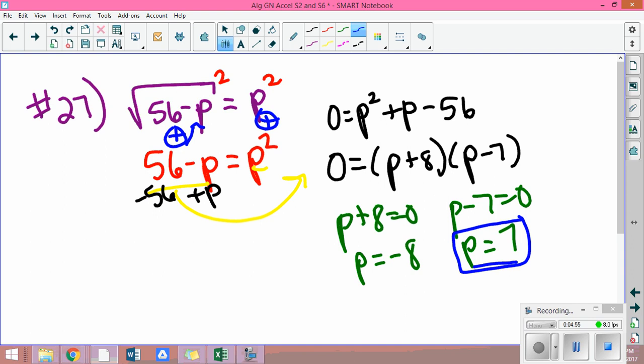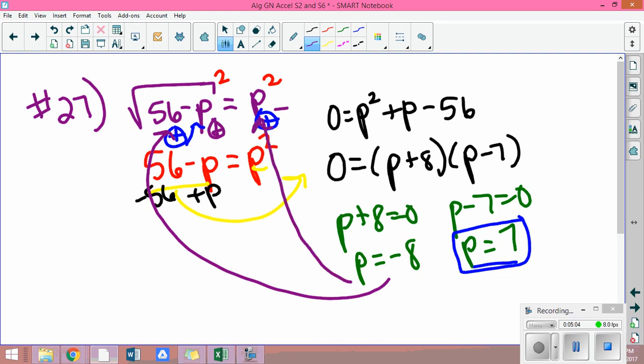When I take negative 8 and I put it in here, 56 minus 8, okay, that's positive, life is good. But when I put it in here, I have a negative. And I can't take the square root of a number and get a negative answer. That can't happen. This is an extraneous solution, so I cross it off. So my only answer is 7. So just be sure to always check your answers back to the original to make sure you didn't introduce something that doesn't work.